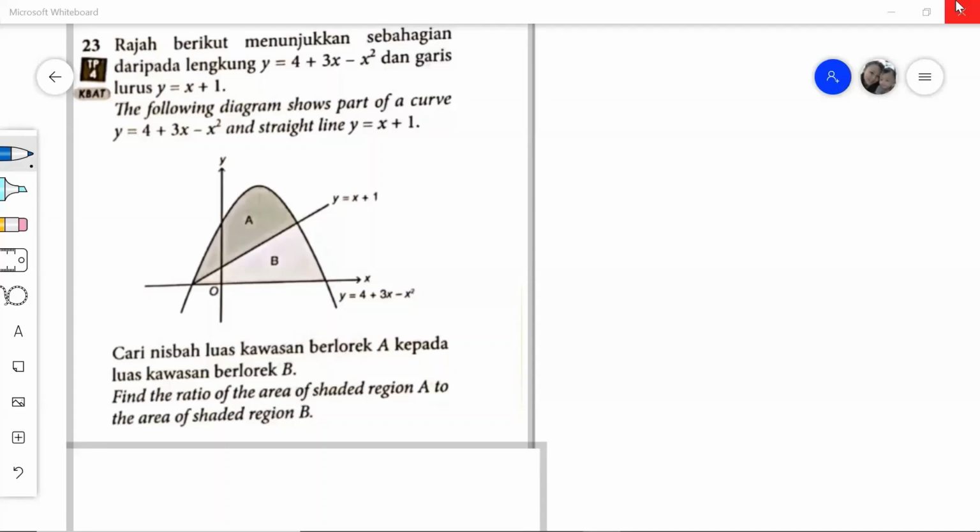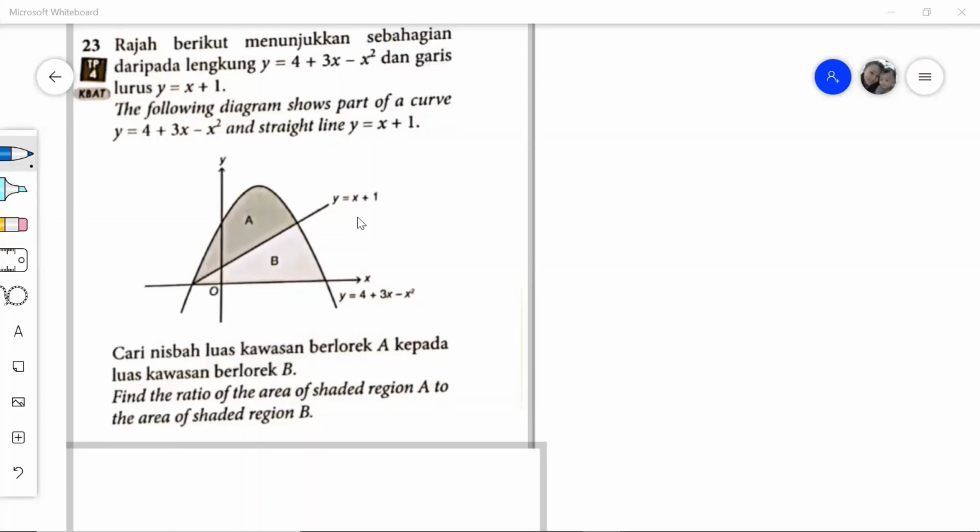The following diagram shows part of the curve y equals 4 plus 3x minus x squared, which is this one, and the straight line y equals x plus 1. We have to find the ratio of the area of the shaded region A to the area of the shaded region B. So let's look at the area of the shaded region A first.